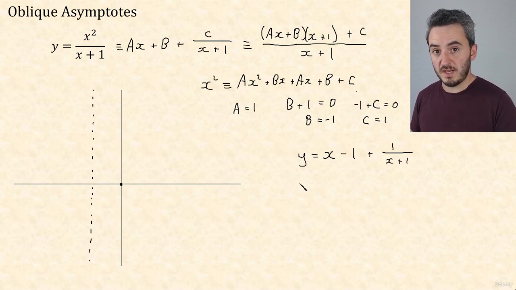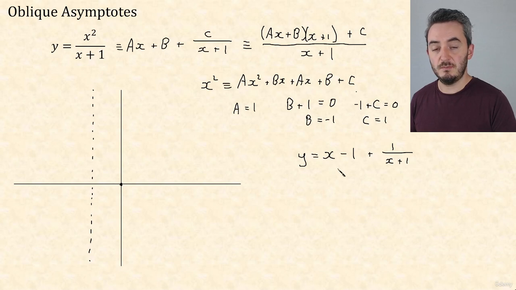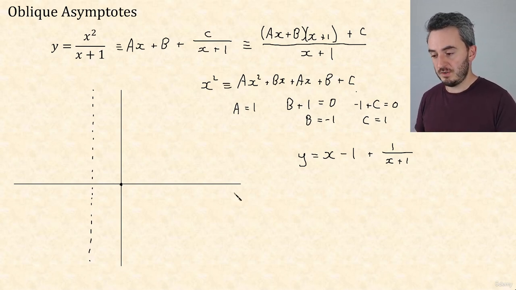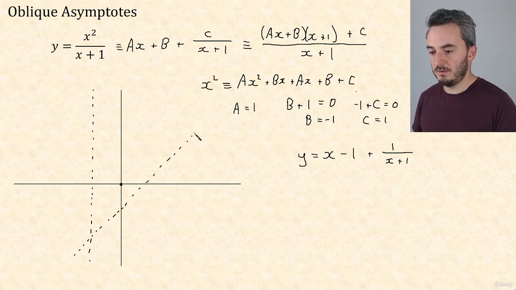This is the form I need to figure out the oblique asymptote, because what I can see is as x tends towards infinity, this tends towards 0, and I'm left with x minus 1. So y equals x minus 1 is the equation of my oblique asymptote. Now, what does that look like? Well, minus 1 is about here, and so I can do a dotted line like that, and that is the diagonal corresponding to my oblique asymptote.